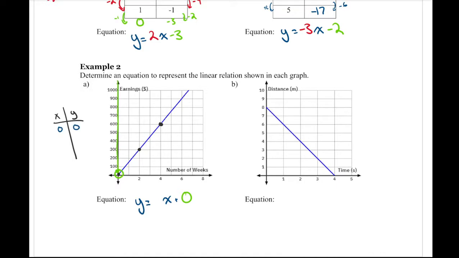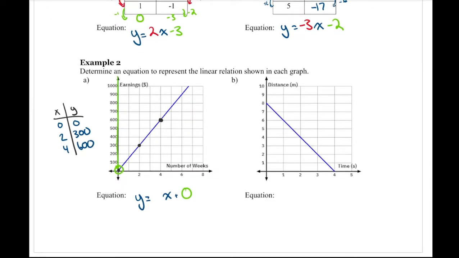So in this case, I'm going to just create a table just to organize my points. I have 0, 0, 2, 300, 4, 600. I need to find what my change, the m value, or the multiplier, is every time I increase by 1. Because it's not easy to see the increase by 1, I'm going to have to focus on just an increase of 2. So for every increase of 2, the y value increases by 300.